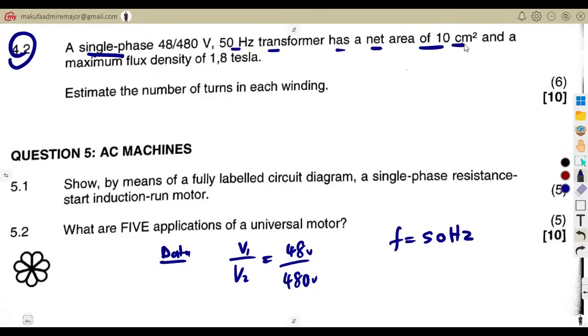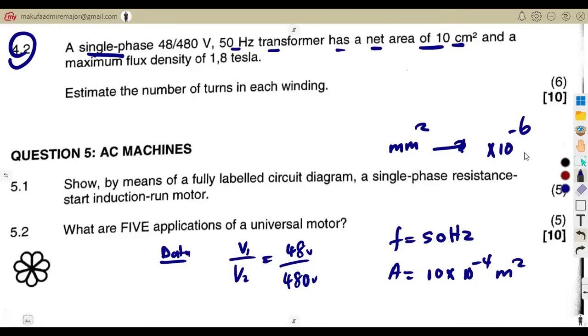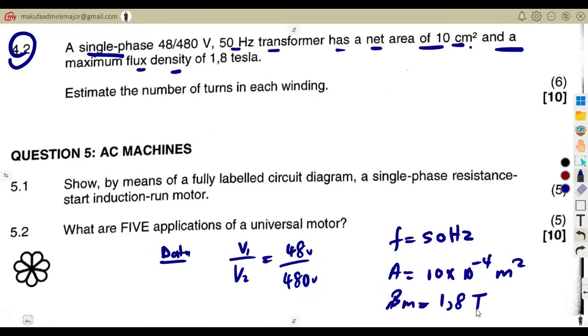Here's a net area of 10 square centimeters. Area in square meters. How do you convert square centimeters to square meters? You multiply by 10 to the exponent of -4. If it was square millimeters, how do you convert to square meters? You multiply by 10 to the exponent of -6. These are square centimeters. And a maximum flux density, not flux, but maximum flux density, 1.8 Tesla.